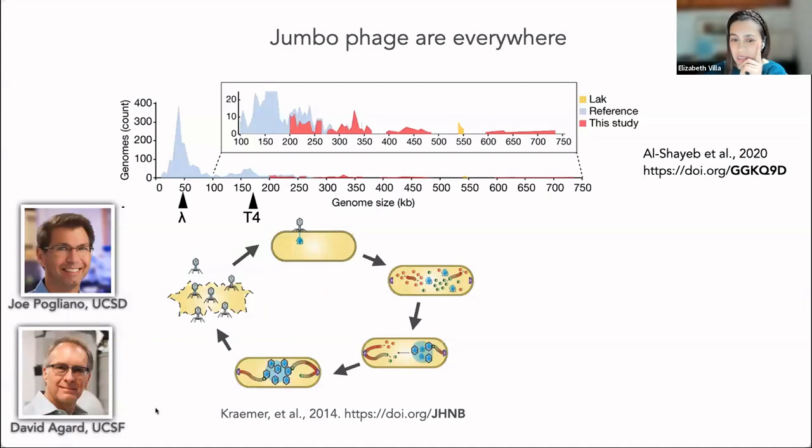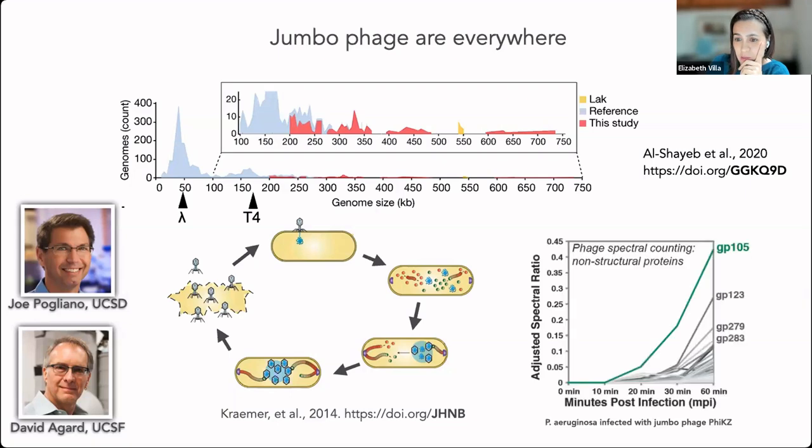So Joe collaborated with Dave Agard, where they purified this protein and solved the structure, and it really looks like a tubulin, smells like a tubulin, and acts like a tubulin. It has dynamic instability. It can treadmill in vitro. So everything that you would imagine from a microtubule, FtsZ has.